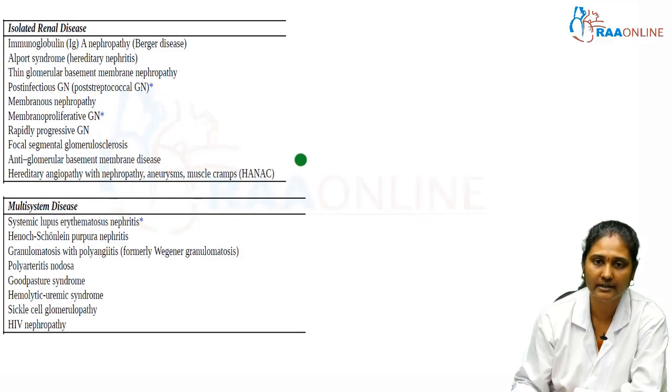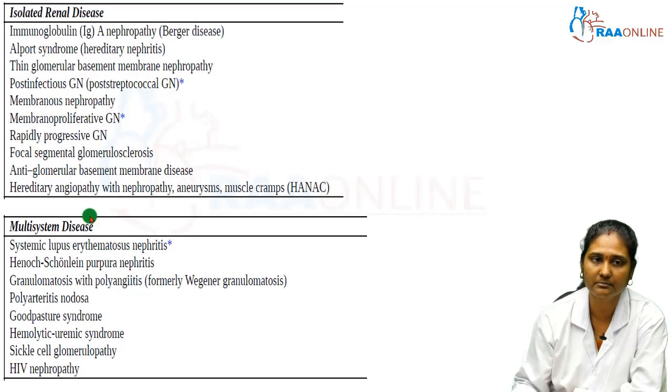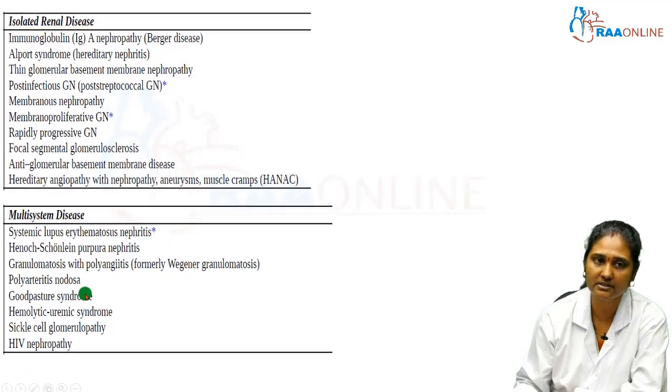The next broad heading which causes hematuria is multi-system disease involvement. That is, along with nephritis or nephropathy causing hematuria, the child will also present with symptoms of other system involvement, like the vascular system, or the child will have neurological or ophthalmological involvement. Most commonly these are vasculitis-related disorders, that is SLE, Henoch-Schonlein purpura, vasculitis, polyarteritis nodosa, Goodpasture syndrome, HUS, or sickle cell glomerulopathy, or HIV nephropathy. These are all the conditions which involve multi-system disease.